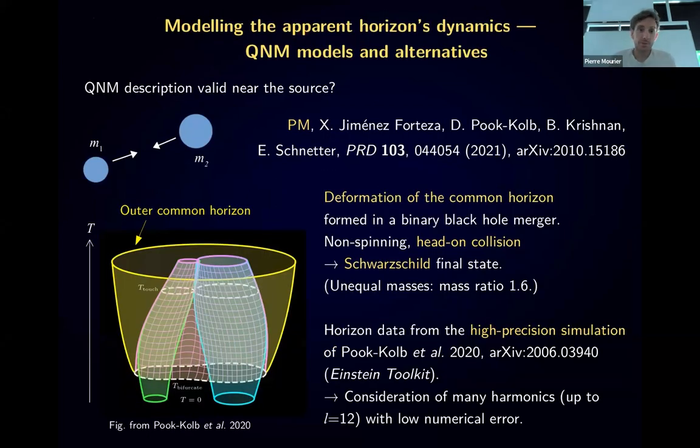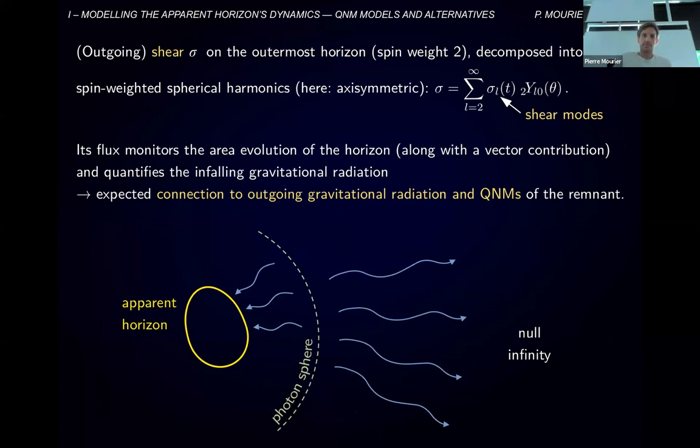In particular, to test the robustness, we wanted to check if such a quasi-normal description would also be valid near the source in a different regime that corresponded to the deformation of the actual apparent horizon that's formed in our case, in a head-on collision of non-spinning black holes. So we used a high-precision simulation result from Pook-Kolb et al. of such a simulation, where the axisymmetry of the problem lets us consider up to many harmonics with a low numerical error. And we used equal mass black holes in this case.